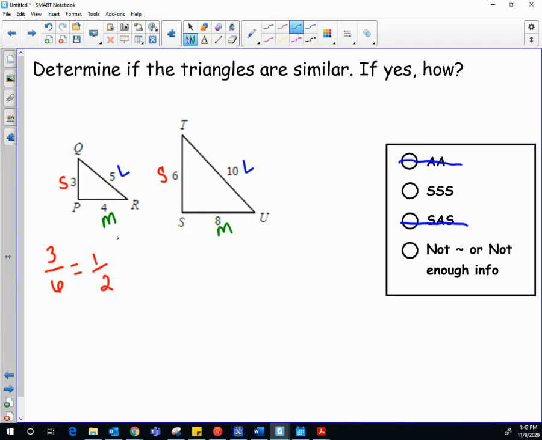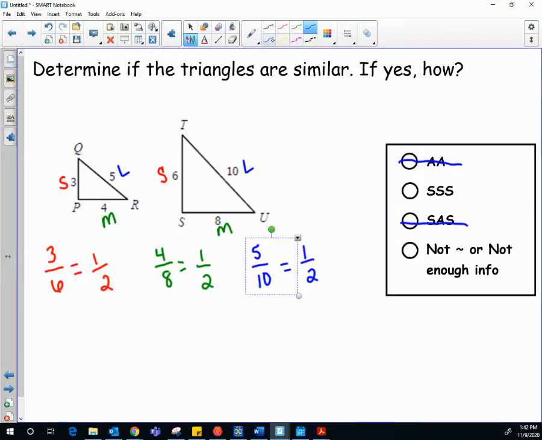So now let's try the medium ones or the middle ones. So we're going to do 4 over 8. And you see I'm consistent. My top number came from this smaller triangle because that's what I did in the previous one. And if I simplify 4 over 8, I get 1/2 as well. Well, let's try the last one. Let's try the largest. So we got large, we got 5 over 10. And when I simplify those, I'm down to 1/2 as well.